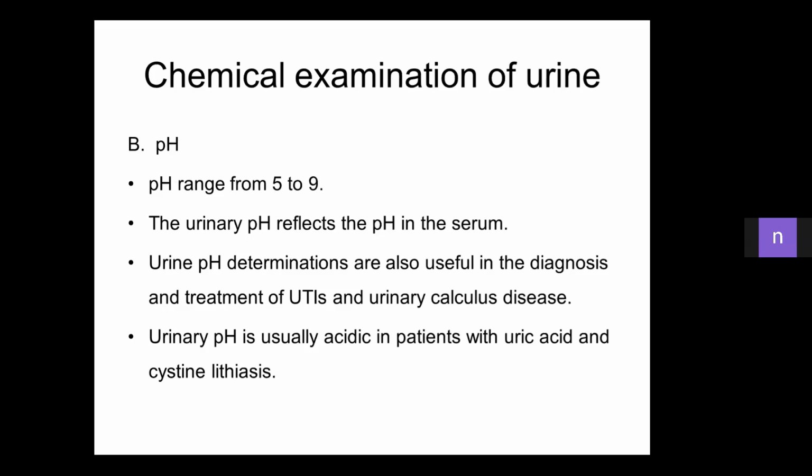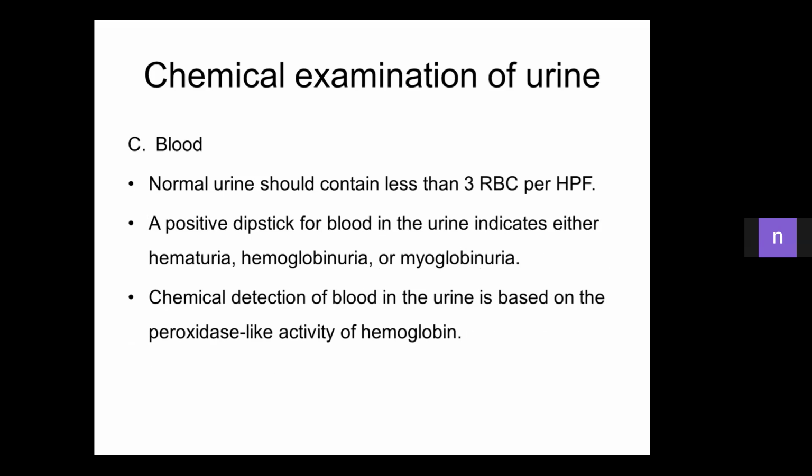So in patients with metabolic and respiratory acidosis, the urine is usually acidic. Conversely, in patients with metabolic and/or respiratory alkalosis, the urine is alkaline. And then in a patient with a presumed UTI, an alkaline urine with pH greater than 7.5 suggests infection with a urea-splitting organism, most commonly Proteus.